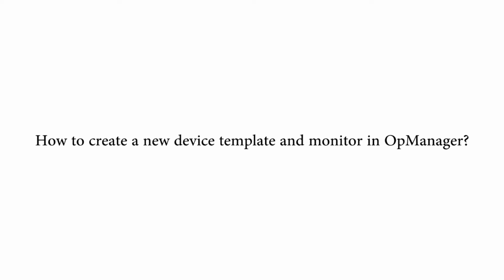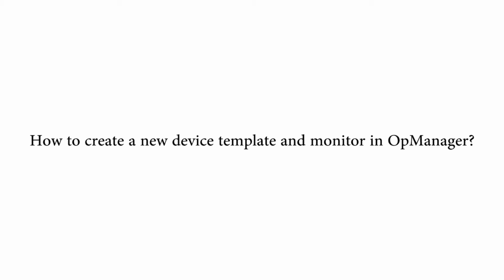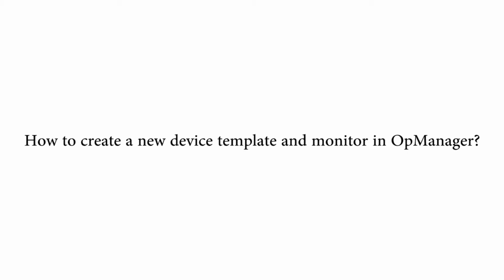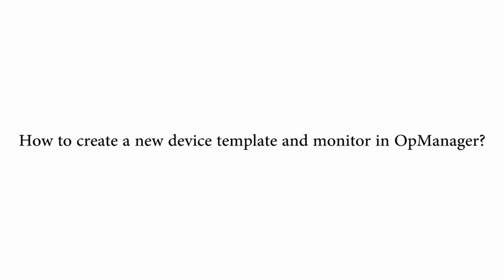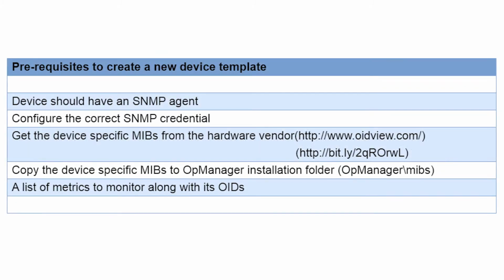Let me first explain why you should create a new device template in OpManager. For example, let us assume you're planning to upgrade your Cisco infrastructure to the latest device type. You cannot expect OpManager to have access to all device types available in the market. However, you can be assured of getting them as and when we have access to these new device OIDs. Until we come up with those device templates, follow the instructions in this video to create a new device template.